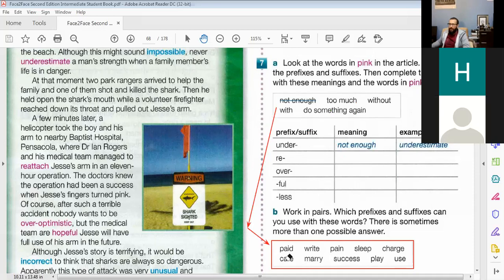So, for example, the verb paid. What prefixes? Repaid. Maybe, but there are better ones, I think. Overpaid. Very good. This means someone is getting paid more than he deserves, right? Maybe he's not a very good worker, but he's getting too much money. He's overpaid.